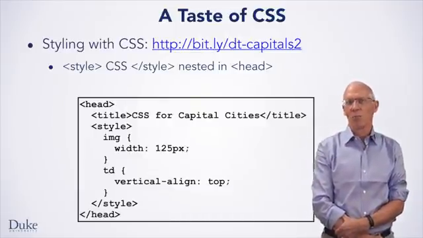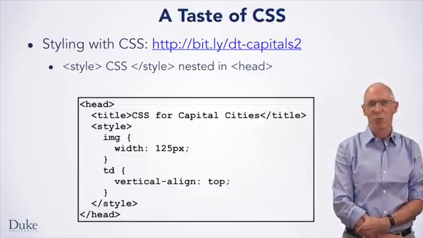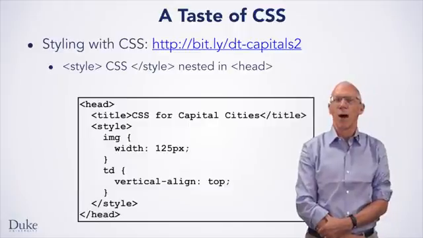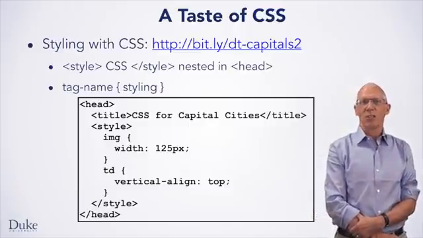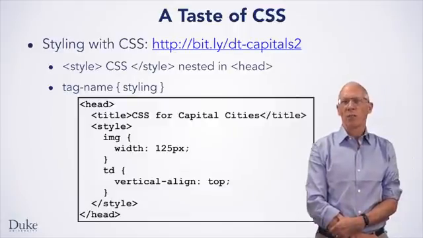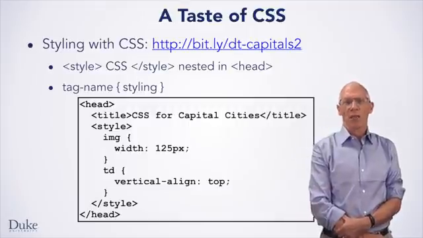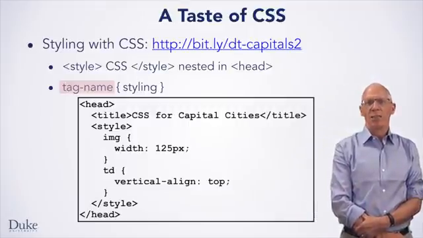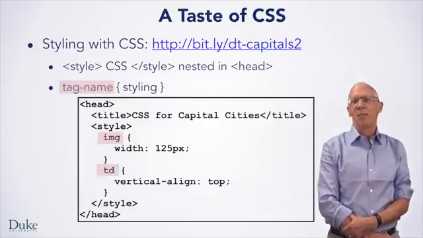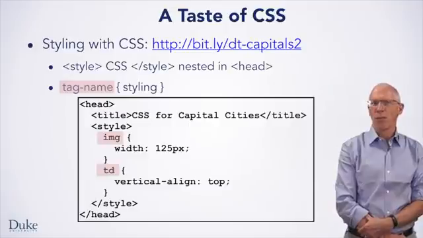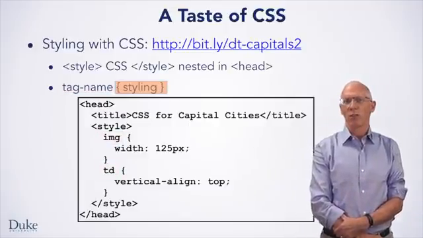The style section appears nested inside the head tags of the HTML page. As a reminder, the head comes before the body of the web page. The CSS in the style section consists of a tag name, open and closed braces, and the styling for the tag name that is between the braces. For example, one of the tag names is image, or IMG. Another tag name is TD for each table element that appears in the table. The styling for each tag is specified inside the curly braces for the tag.